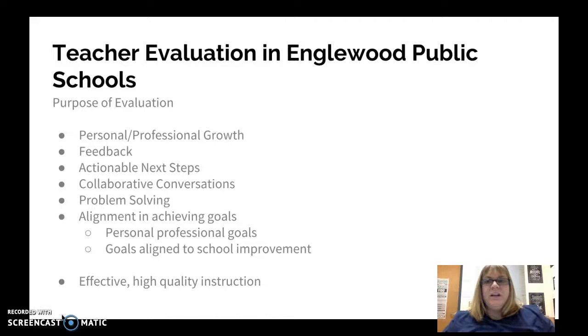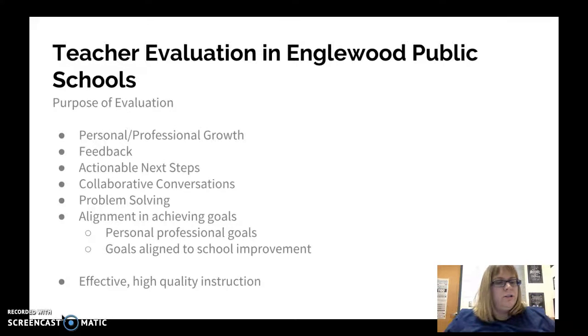In Englewood, we have a very clear purpose for evaluation, and it's very much not about getting rid of teachers. It's not about rating teachers as ineffective, but it's really about creating high-quality classrooms for all students. And so we'll focus on personal and professional growth, feedback, actionable next steps, all of those things that really would be more coaching, collaborative conversations we want to have with teachers about what those next steps will look like, and problem solving. And so really, even at the administrator level, it looks much more like a coaching conversation than it does an evaluation conversation. And the goal is really alignment in achieving our goals.